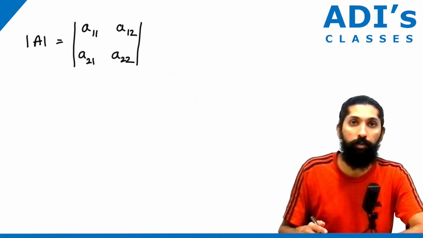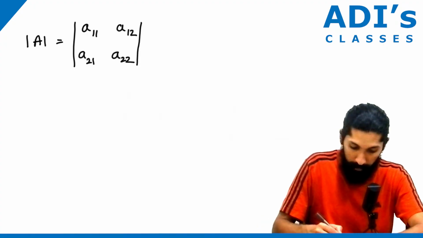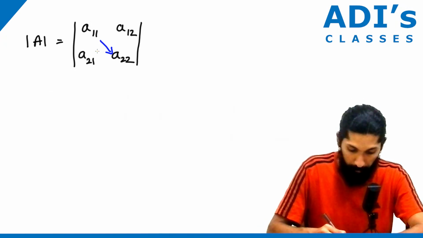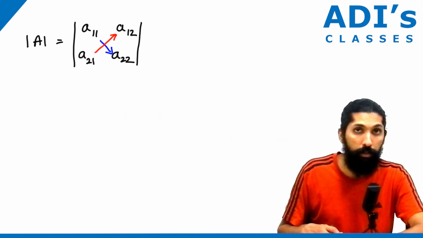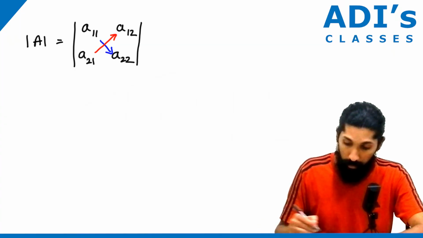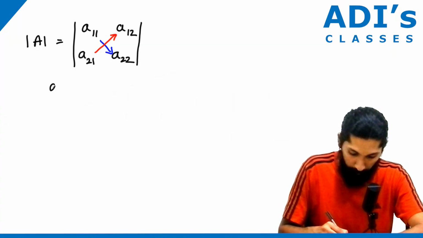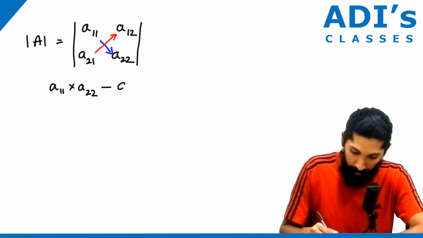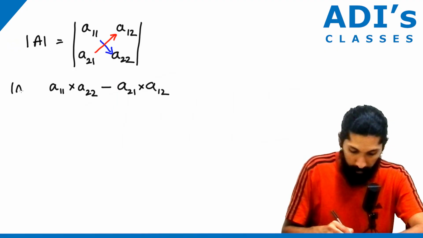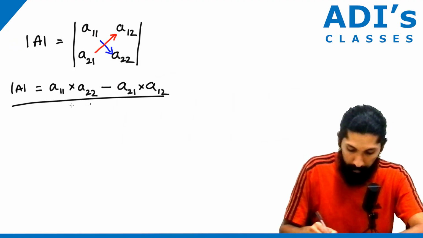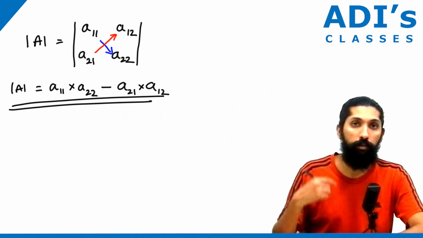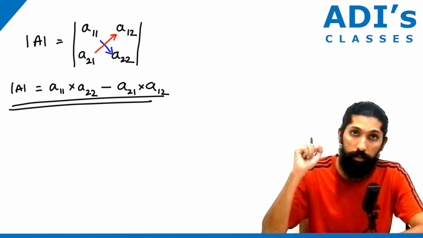A22. Okay. Now, see, what you need to do is first multiply these two, and then after that multiply these two, and in between you should have a negative sign. So what you are going to have is A11 into A22 minus A21 into A12. This gives you the determinant of this particular matrix A. Determinant of matrix A. Okay. Now in the next one, I'll show you the same thing for a 3 cross 3 matrix.